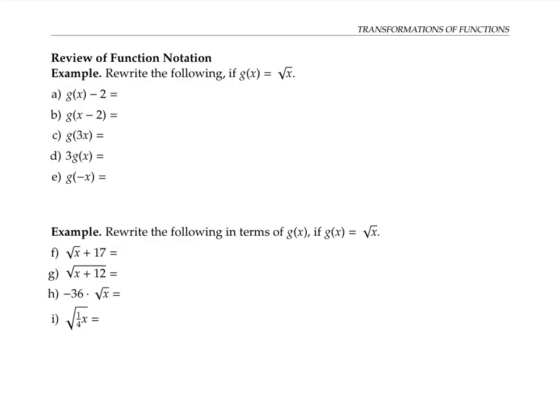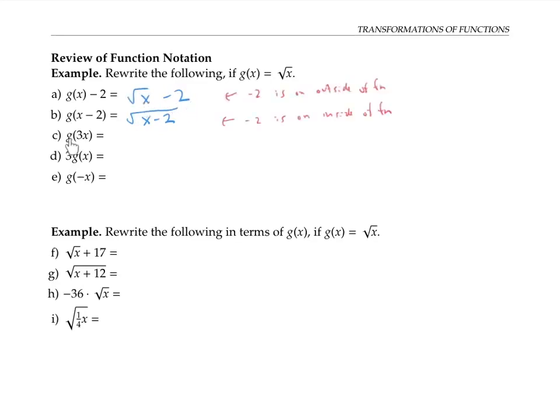If g of x represents the function the square root of x, then we can rewrite these expressions in terms of square roots. For example, g of x minus 2 is the same thing as the square root of x minus 2. G of quantity x minus 2 means we plug in x minus 2 everywhere we see an x. So that would be the same thing as the square root of quantity x minus 2. In this second example, I say that we're subtracting 2 on the inside of the function because we're subtracting 2 before we apply the square root function. Whereas in the first example, I say that the minus 2 is on the outside of the function. We're doing the square root function first and then subtracting 2.